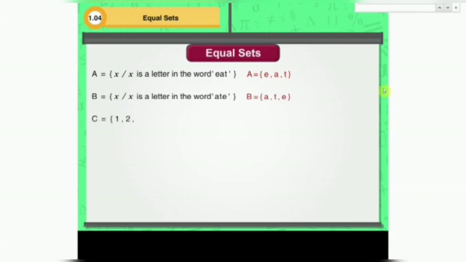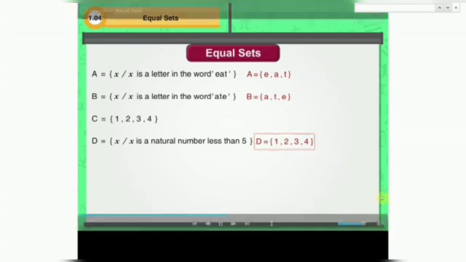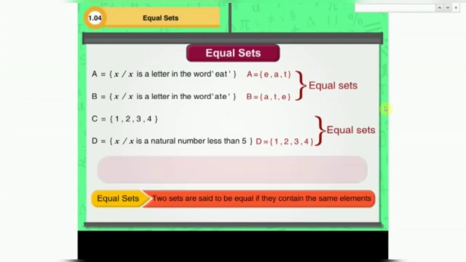1, 2, 3 and 4 are elements of set C. D is a set of all x such that x is a natural number less than 5. Therefore, 1, 2, 3 and 4 are elements of set D. You may have observed that sets A and B contain the same elements. Similarly, sets C and D too contain the same elements. Two sets are said to be equal if they contain the same elements. Hence, sets A and B and sets C and D are equal sets.